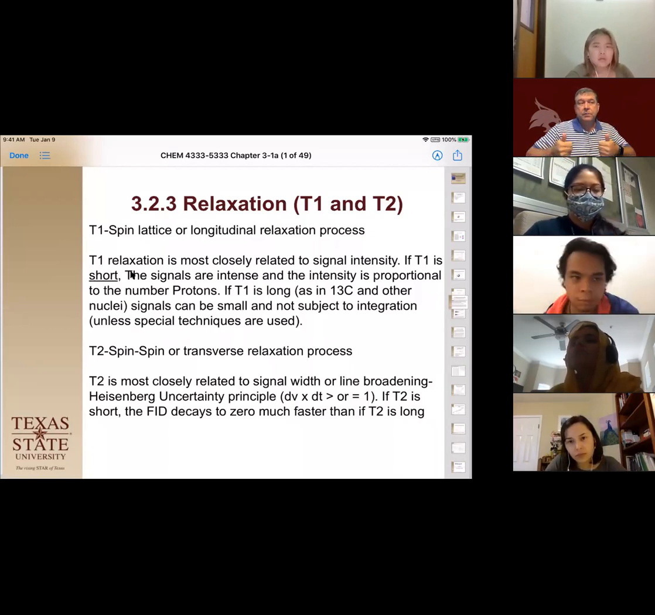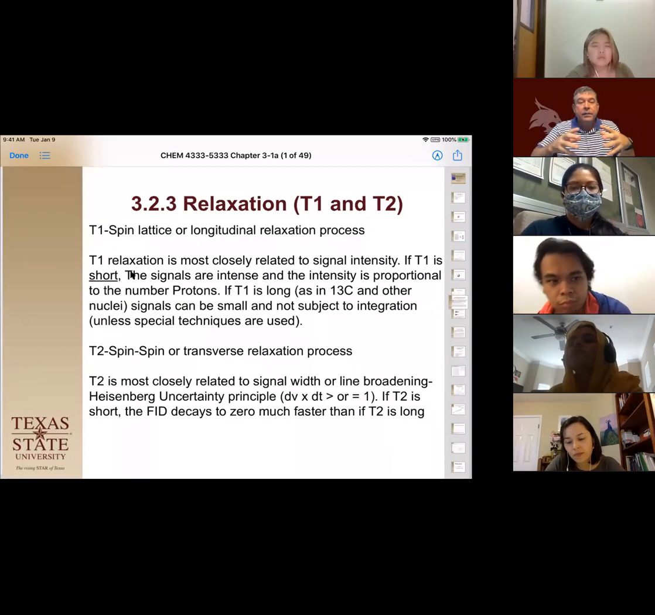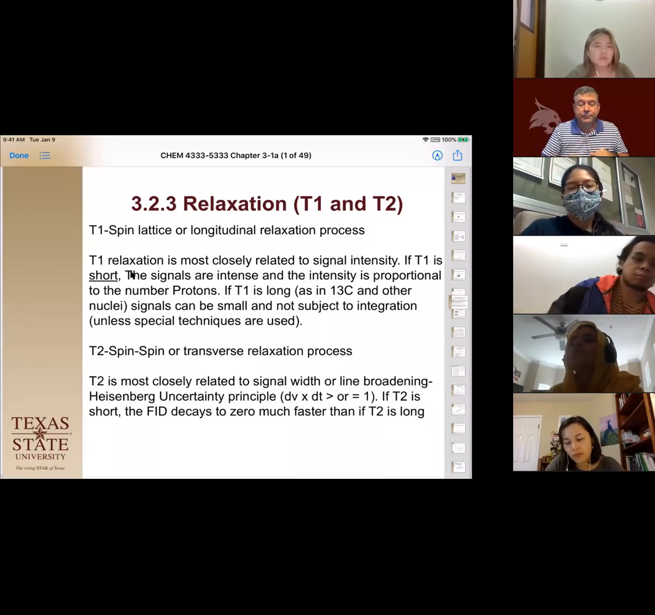Okay, questions about that? So the idea is that you've hit it with radio frequency, and now you're waiting for it to get back. And that time difference between the two tells you a lot about the electronic shielding around that proton.